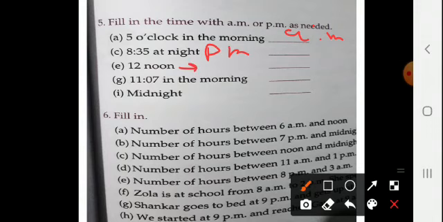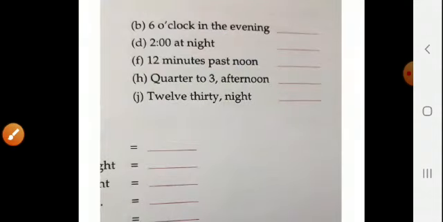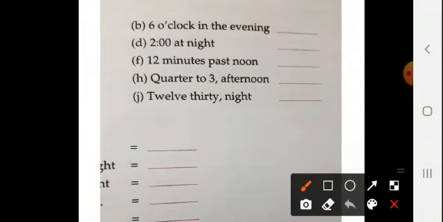Then 11:07 in the morning. It is AM. Then midnight. What are you going to write about the midnight? Yes, 12 midnight as it is. Understood? Now see this column B part, from B part onwards.